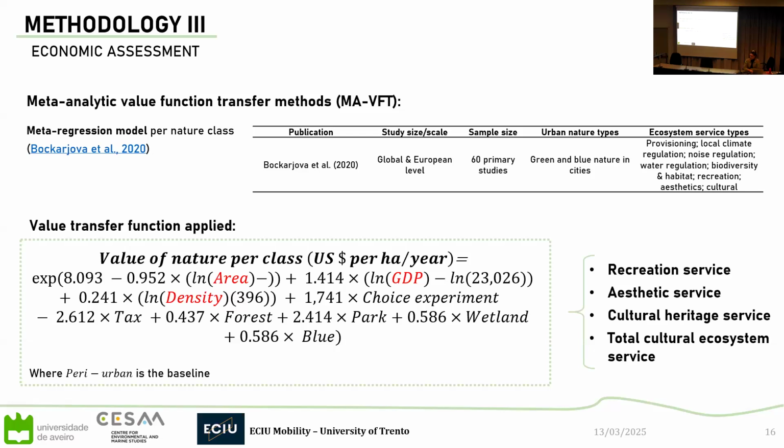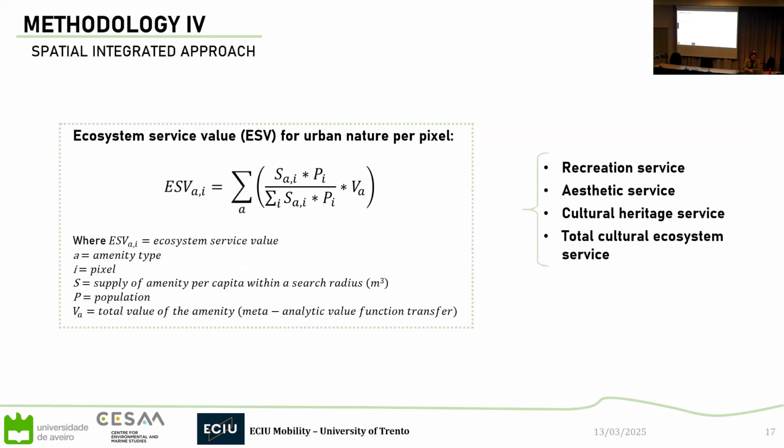with all the variables, and those in red: area, GDP, and density were the variables that we could actually update with local information. The output is the value of nature per class in dollars per hectare per year. And we have these values for recreational services, aesthetic services, and cultural heritage services, and then we sum up those 3 services as total cultural ecosystem services.